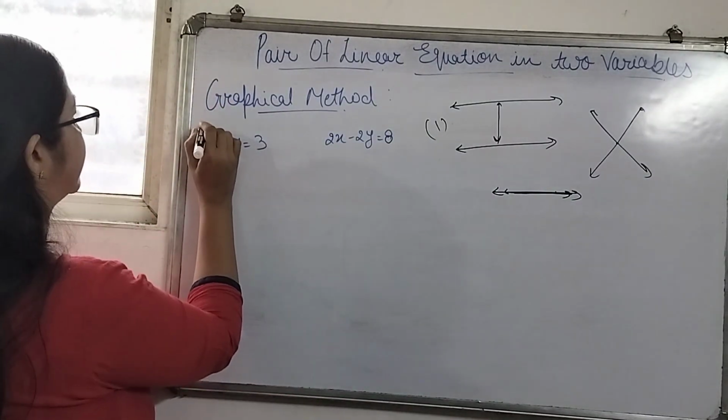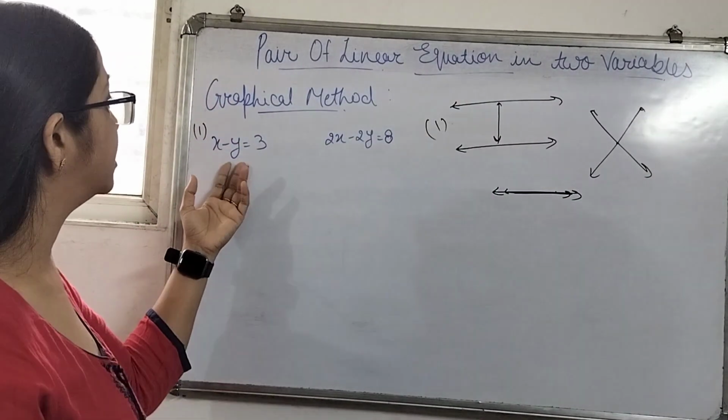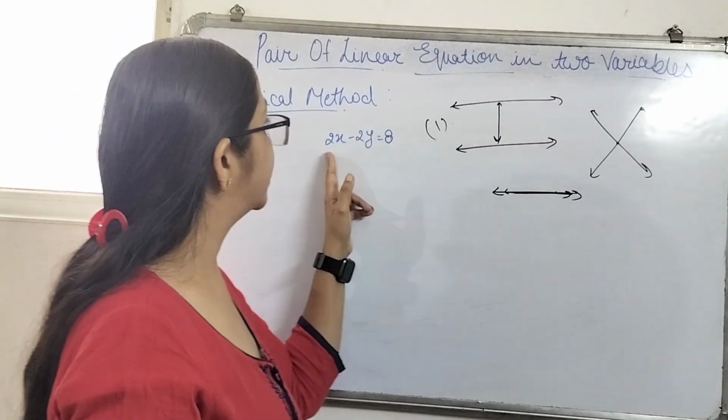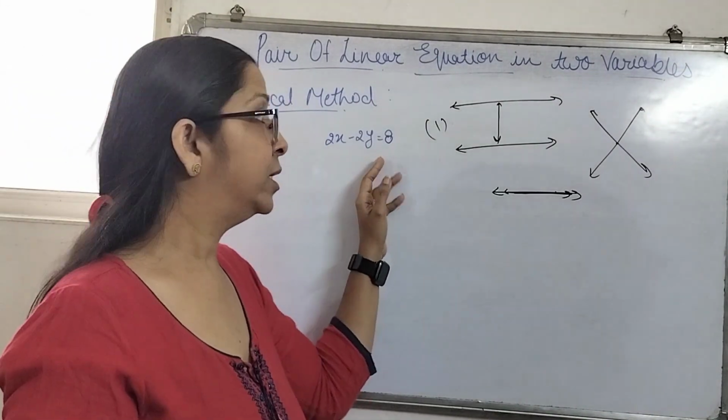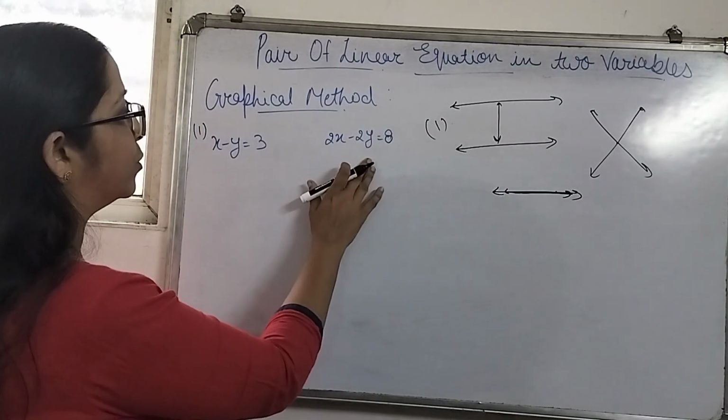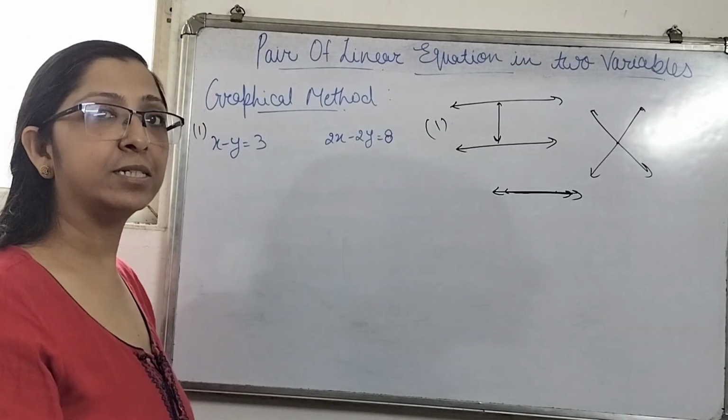Suppose we have taken an example. We have taken two equations. One is x minus y equals 3. Another is 2x minus 2y equals 8. These two are a pair of linear equations in two variables, because for both equations the variables are the same.